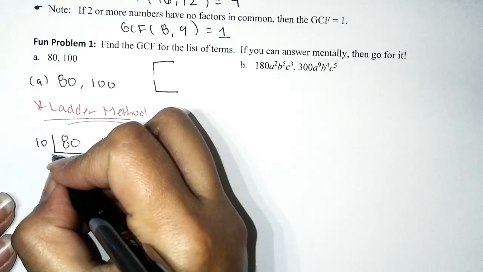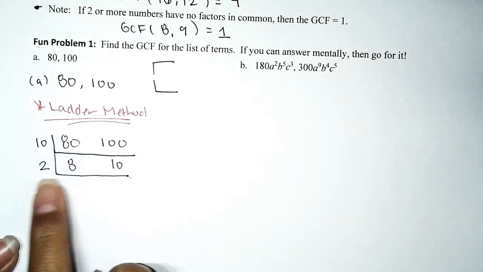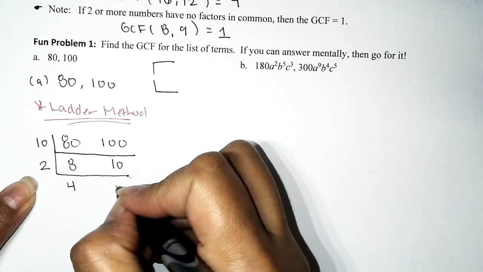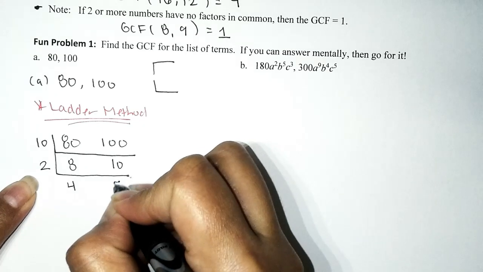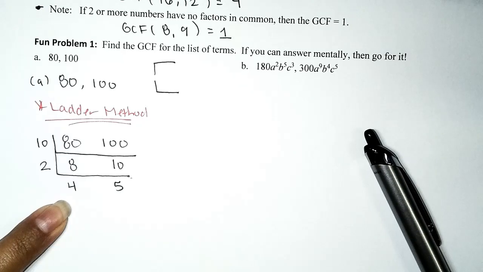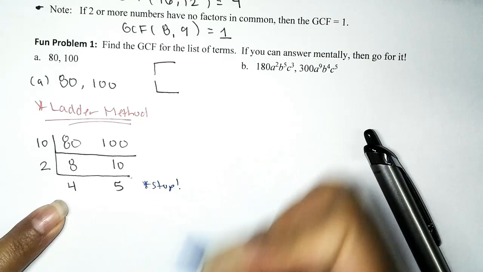So let's go ahead, bust out another ladder and divide by 2. 2 goes into 8 4 times, and 2 goes into 10 5 times. 4 and 5 have no more factors in common other than 1. So we're going to stop right here, which is great.